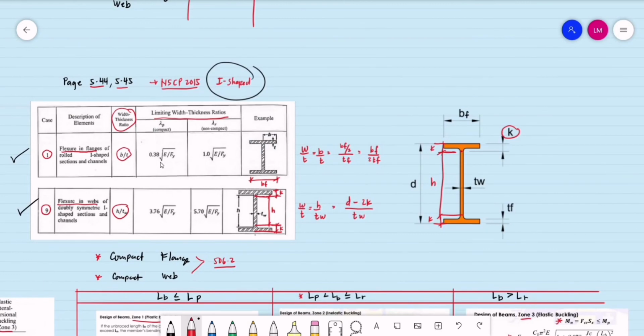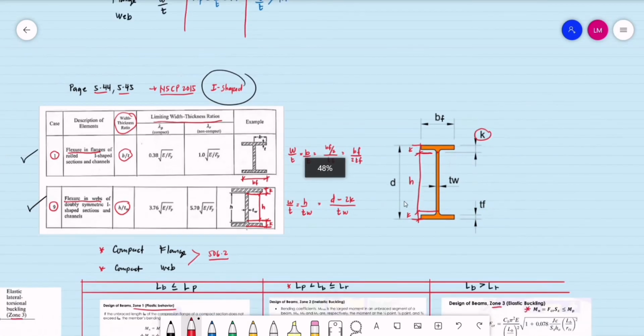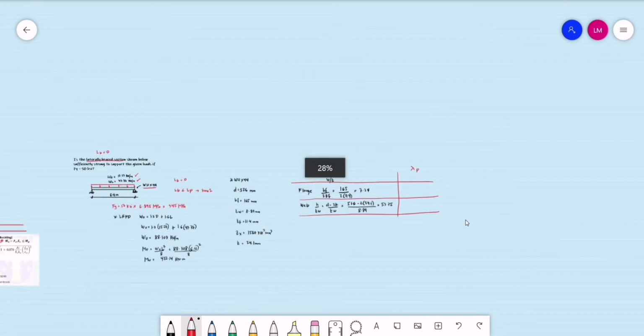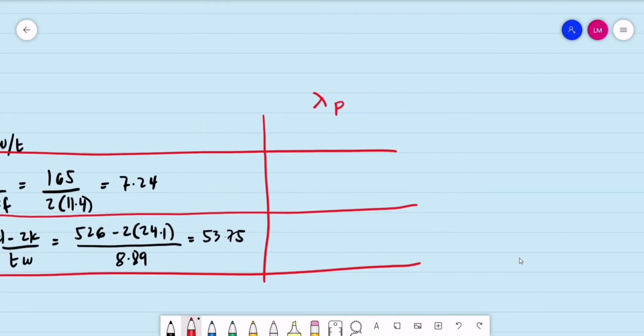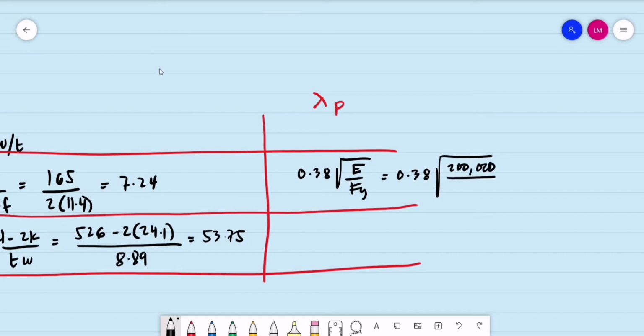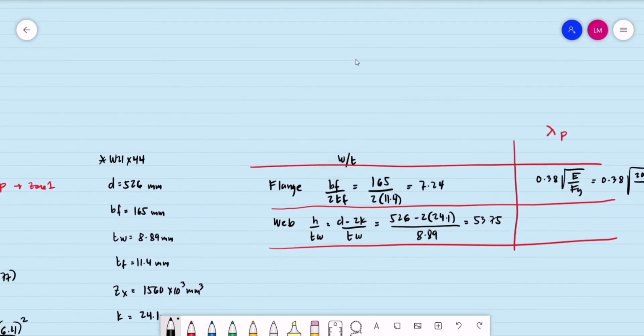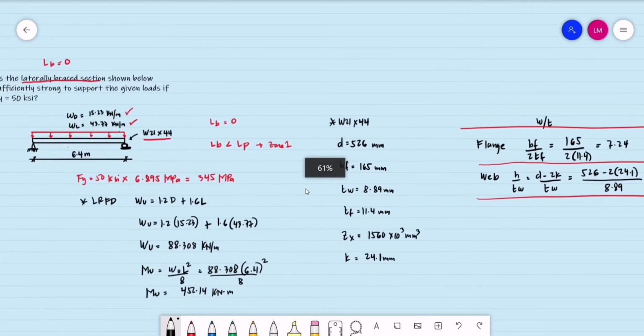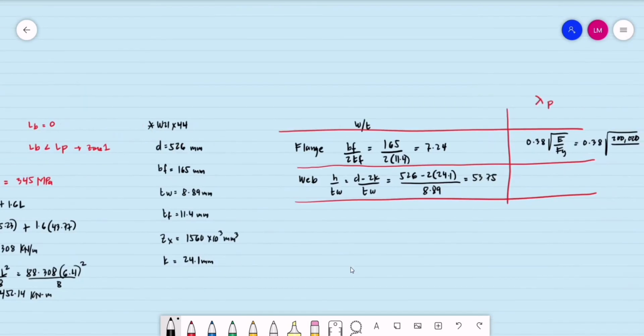The value of lambda sub p for the flange is 0.38 times the square root of E divided by Fy. So we have 0.38 times the square root of the modulus of elasticity divided by Fy. The E for steel is 200,000 megapascals. The Fy of the given section is 50 ksi, or 345 megapascals.